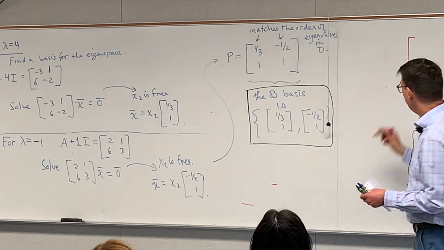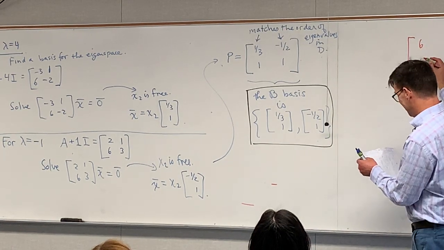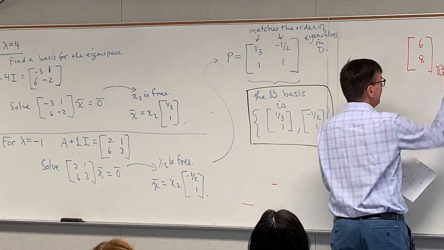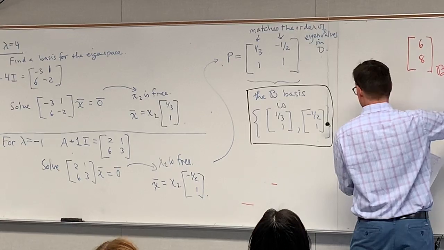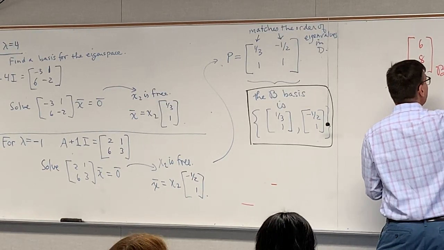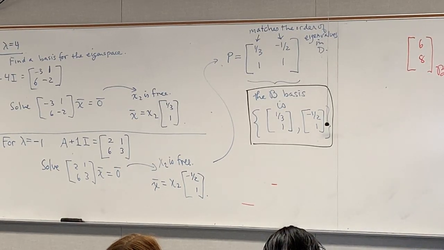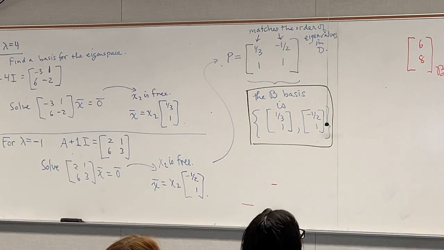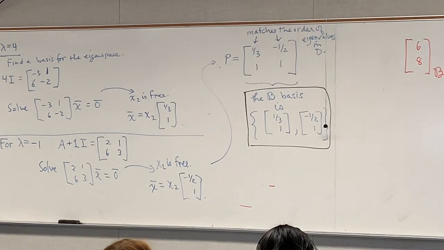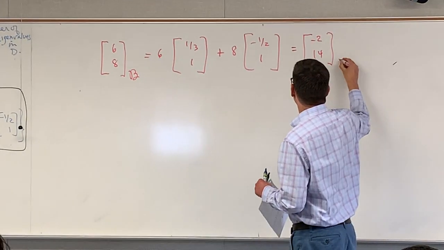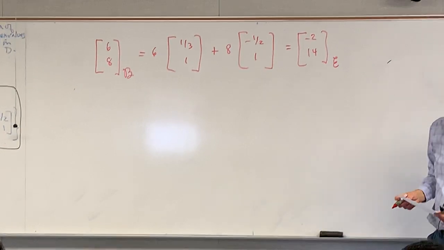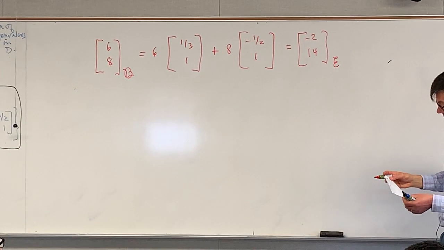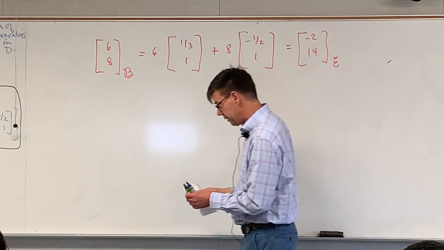Okay, I had more. I think this is just what you're asking, right? Let's just write this down. So I take B coordinates of a vector. So this is just 6 times 1/3, 1 plus 8 times -1/2, 1. So that's -2, 14 in standard coordinates, right? Is this what you're getting at? And we can look at a specific example of how these matrices act.